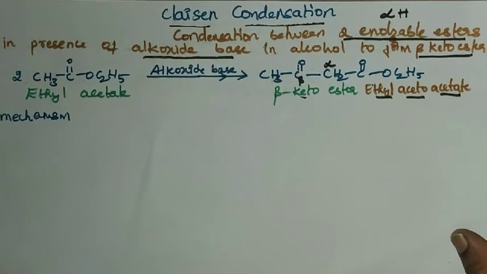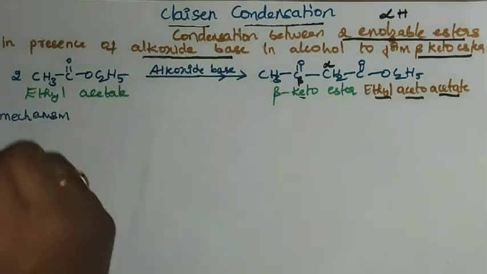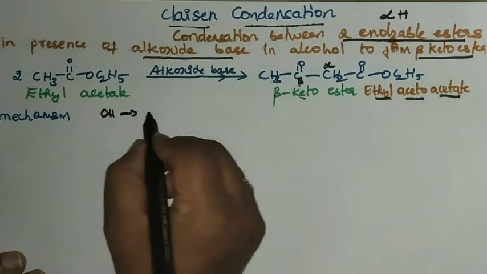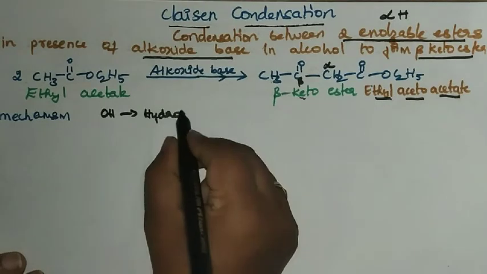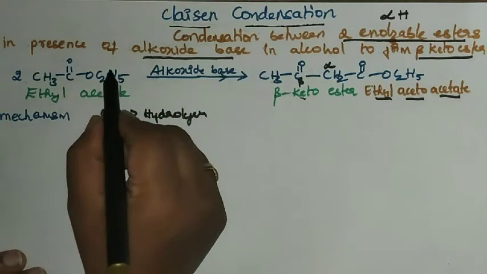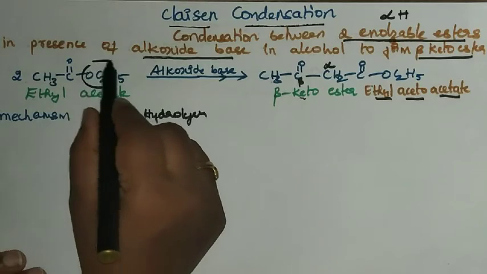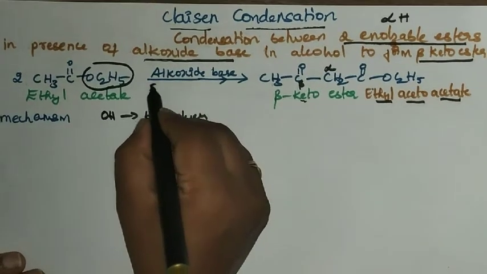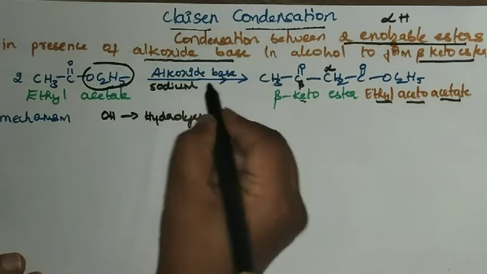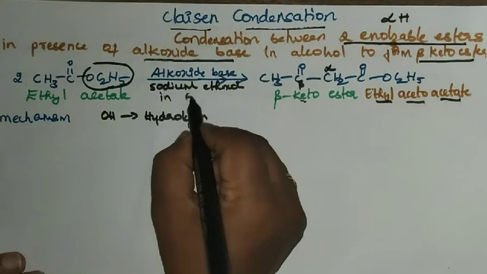So in Claisen condensation, we should use alkoxide base. We should not use hydroxide base. We should use alkoxide base only. If you use a hydroxide base, then it may lead to ester hydrolysis. And the alkoxide base we should use, suppose here the alkoxy group in the ester is ethoxy, then we should use sodium ethoxide in ethanol.